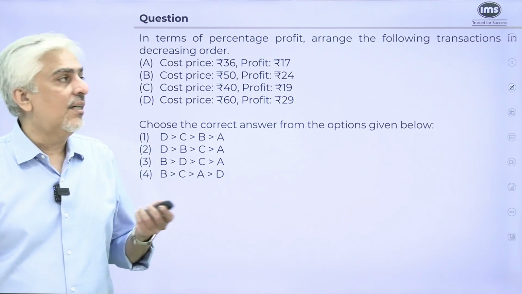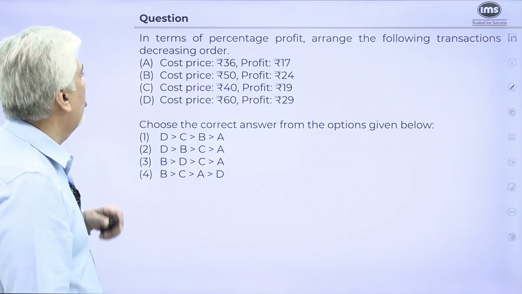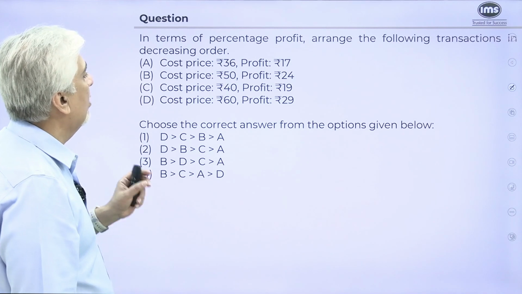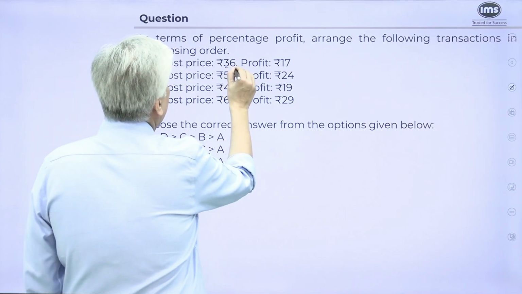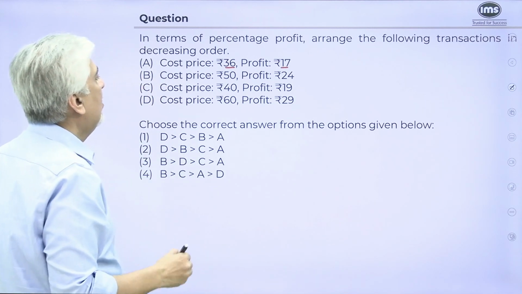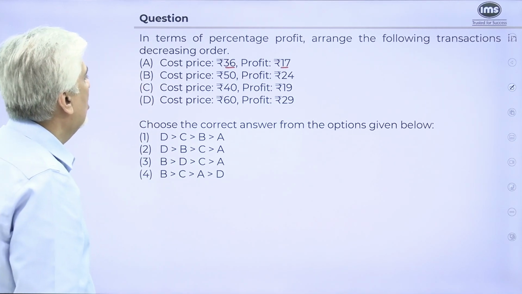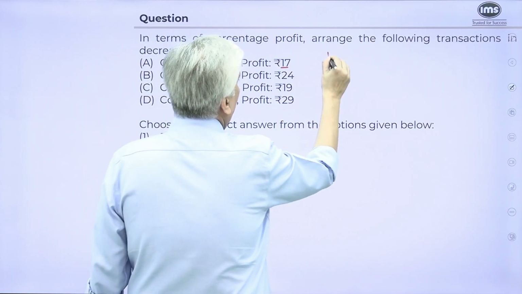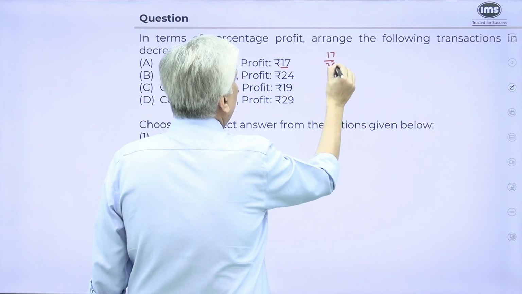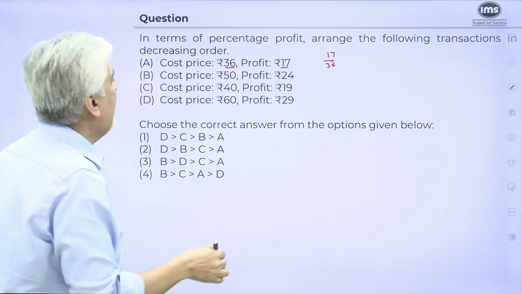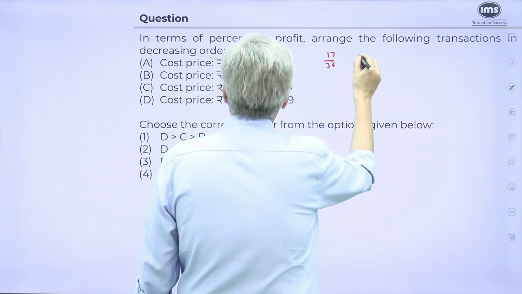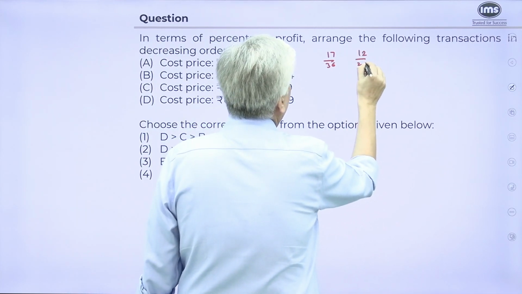Next one. In terms of percentage profit, arrange the following transactions in decreasing order, higher to lower. So cost price 36, profit 17. So what is profit percentage? 17 upon 36. No need to write upon 100 because I'm going to compare all of them. Next one will be 24 upon 50, which is as good as 12 upon 25.